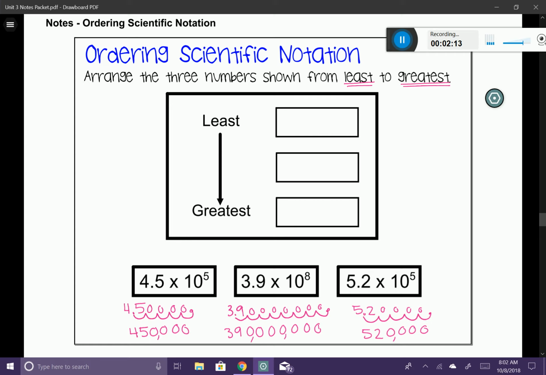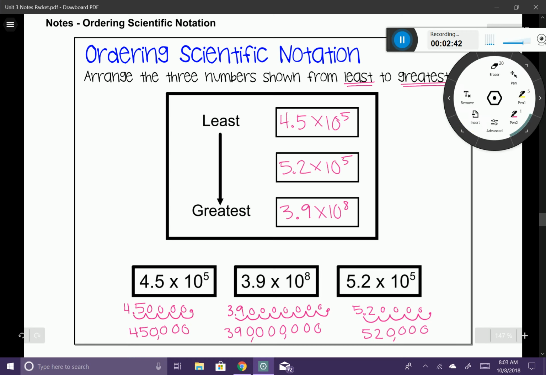Okay, so by doing this, we can easily go ahead and grab these least to greatest, and I'm going to go ahead and grab my 4.5 times 10 to the fifth because that's the smallest number. Then I'm going to go ahead and grab my 5.2 times 10 to the fifth. And then I'm going to grab my last one, 3.9 times 10 to the eighth. Okay, now that is one way to do this. That method does require a lot of work, as you can see. So I'm going to show you some different things that you could do to figure this problem out.